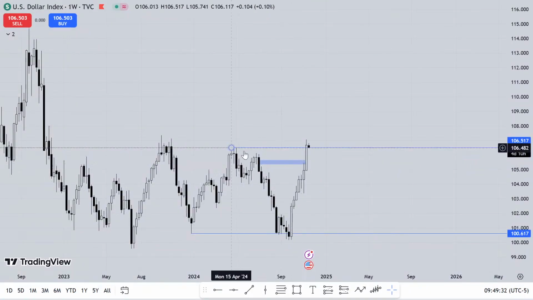The dollar traded to its high here, to its buy side liquidity, which is these relative equal highs, after using this imbalance here as resistance broken turned support to take price higher to these highs. So we are currently seeking these highs.